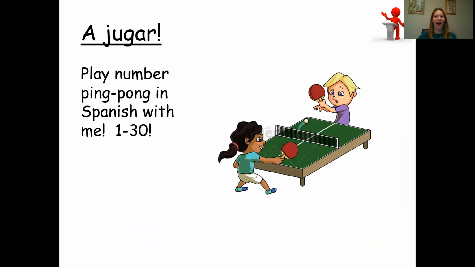Continuamos. I would now like us to play ping pong. Vamos a jugar. We're going to play. I'd like you to play ping pong in Spanish with me. And we'll do our numbers 1 to 30. So how this game works, it's really easy. I say a number, it's like I'm batting it back to you and you say the next number. Okay, so let's try and do it as quickly as we possibly can. So obviously we'll do this in Spanish, but it'll be 1, 2, 3, 4, 5, 6.